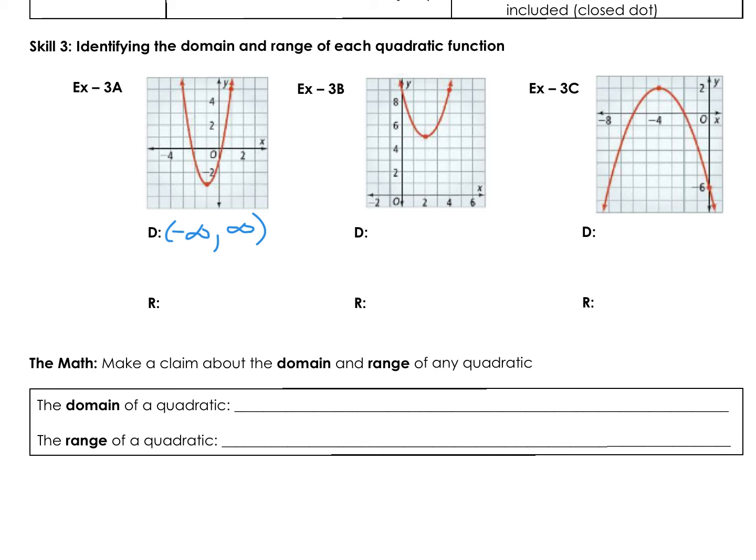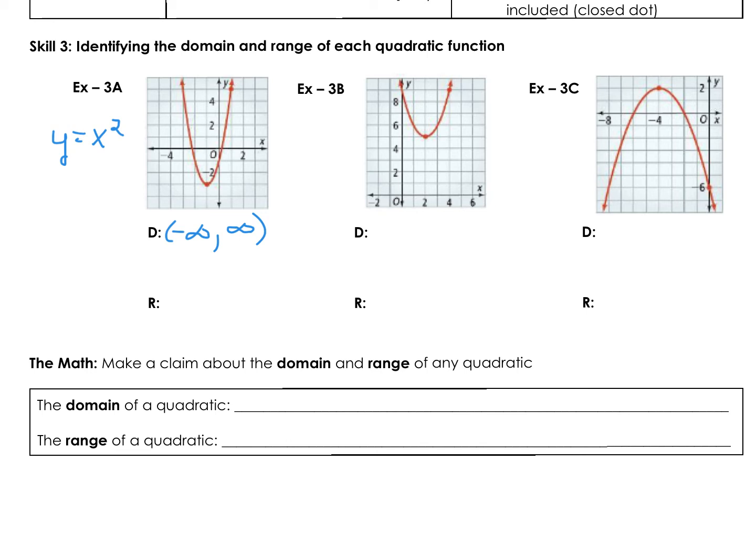If you think about the parent function, this is saying all real numbers. The domain is not restricted for a quadratic, which is true, because I can put any number I want in for x, positive, negative, 0, fractions, decimals, and square it, and I can get an answer. There's no number I can't square.